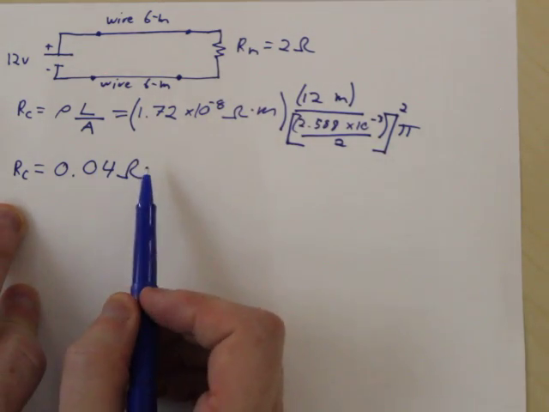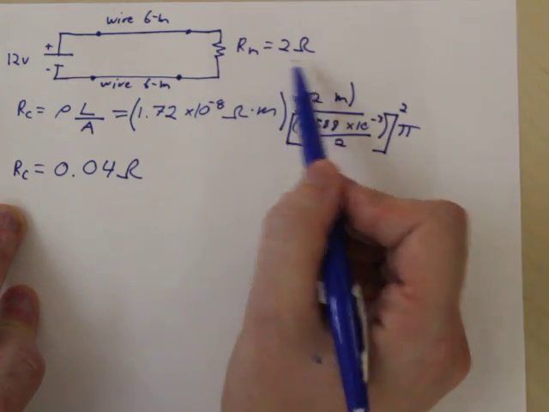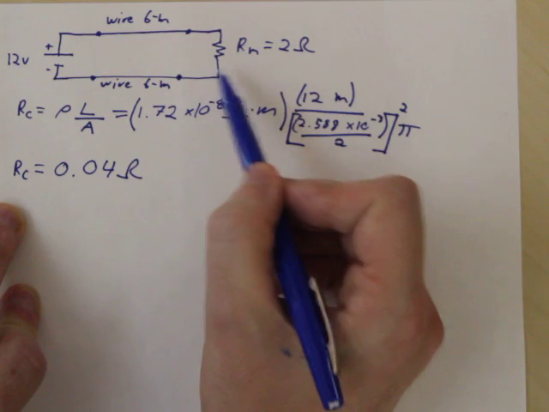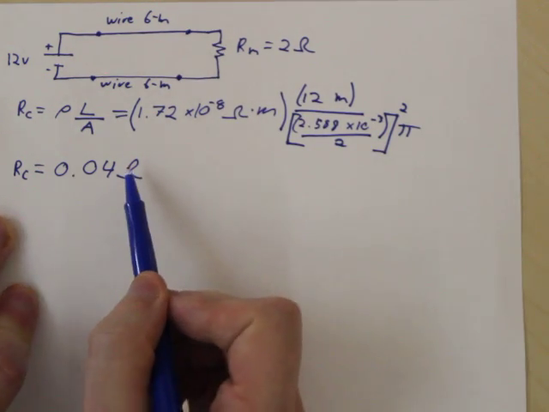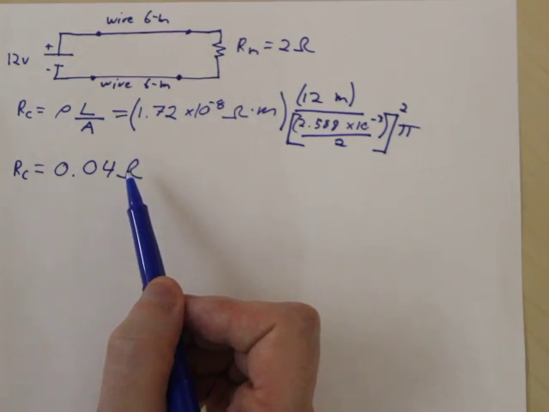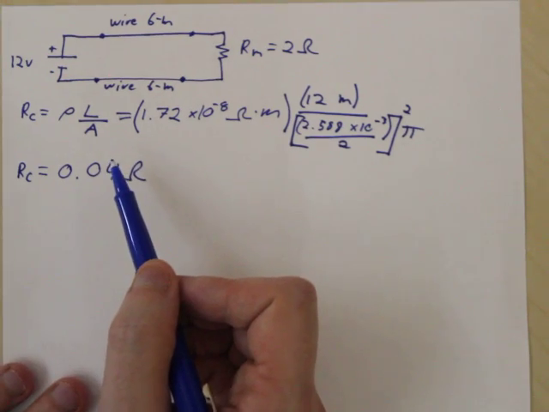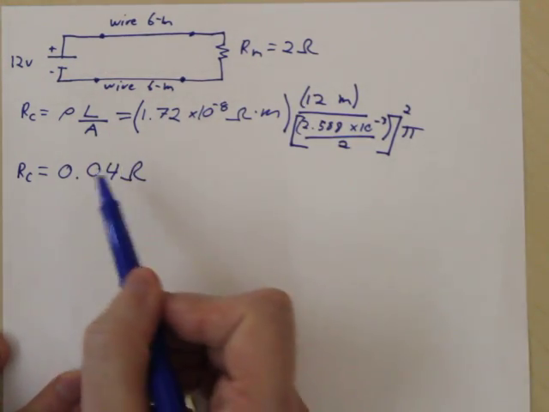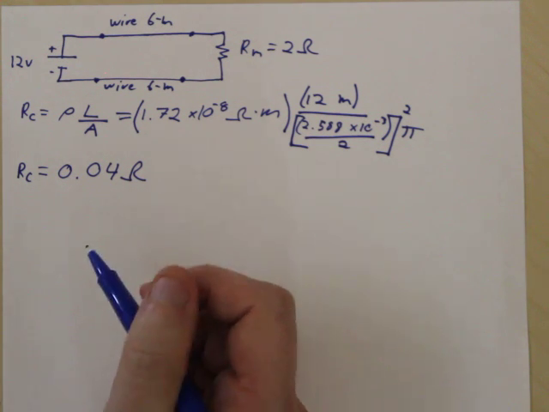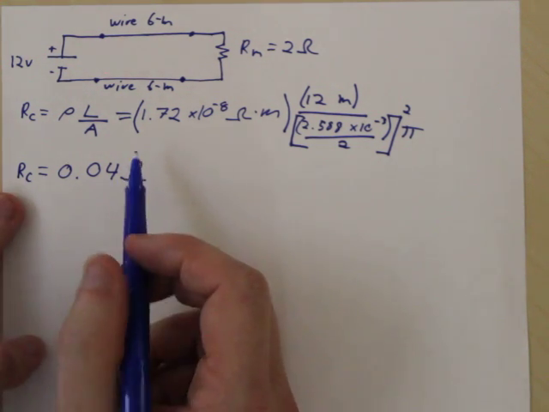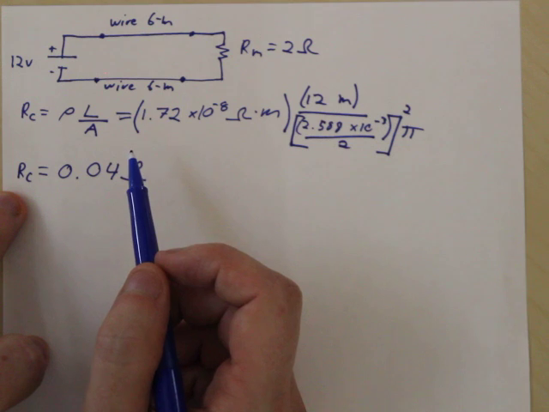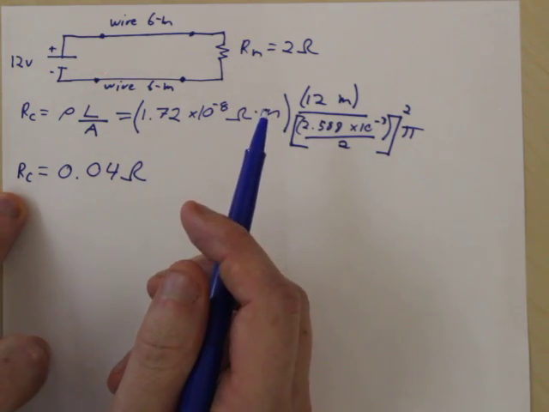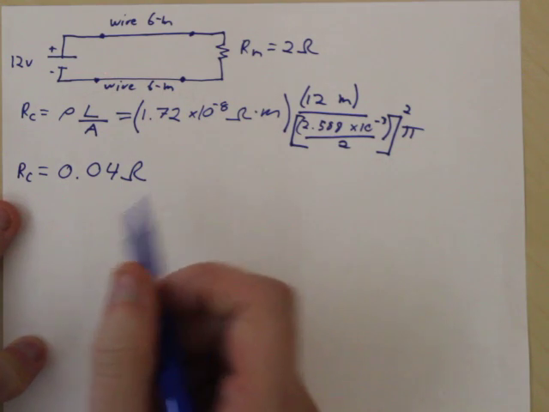So right off from looking at this, 2 is significantly bigger than 0.04, where this is much more resistance than these wires. So what we can tell from that, without even doing any more, is that the majority of the resistance is from the motor and not from the cabling. So what we're going to be able to do now, though, is the question asks what fraction of power being supplied by the battery is dissipated in the motor. So we have to find the total power too.